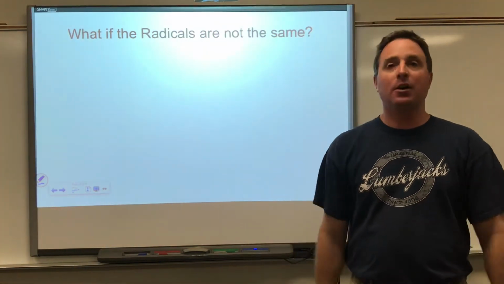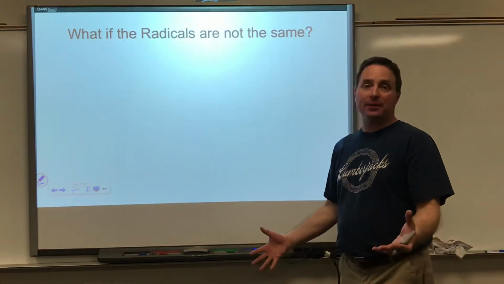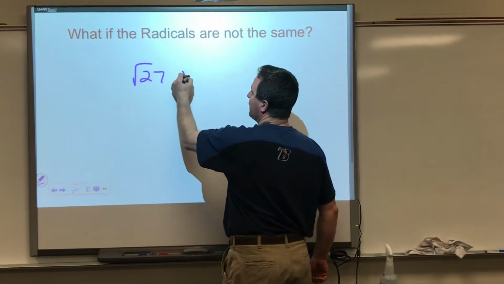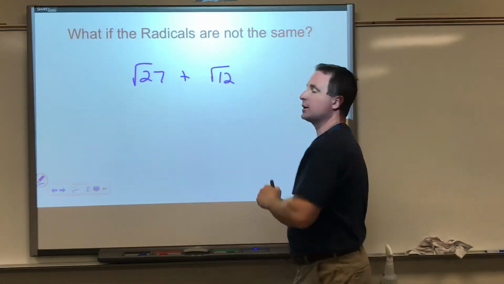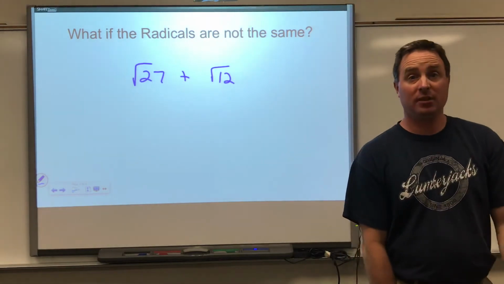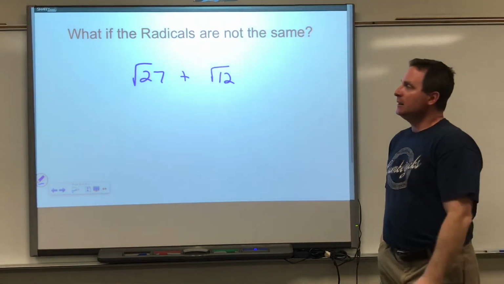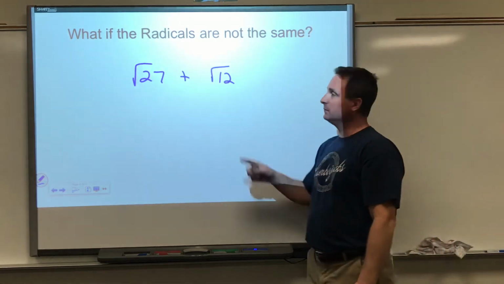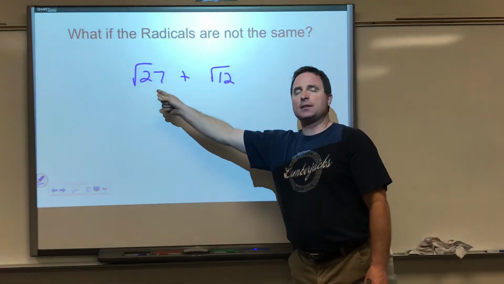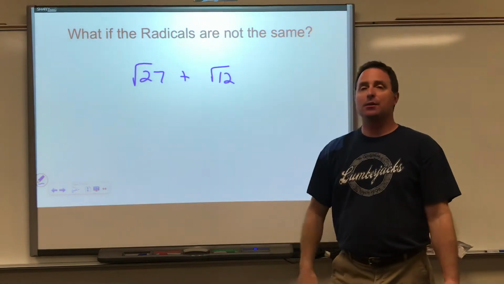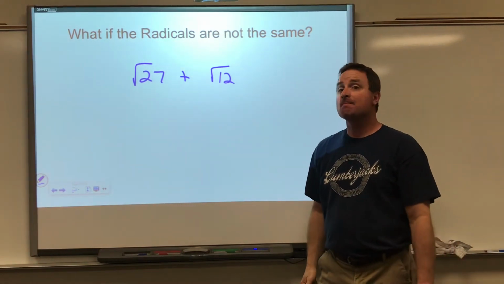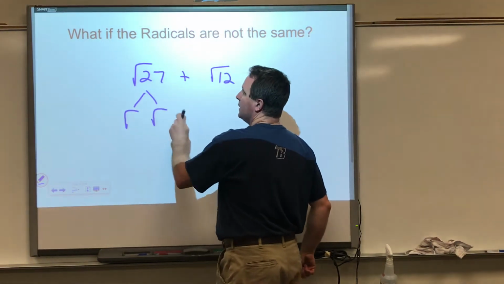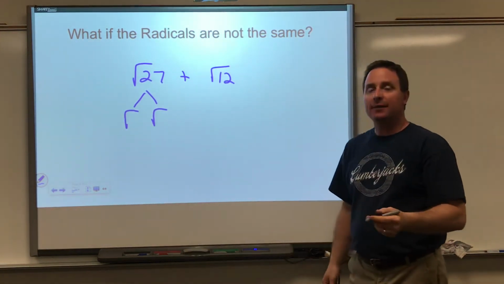Okay, well, what if the radical parts are not the same? So for example, what if I had the square root of 27 plus the square root of 12? They don't look the same. They look totally different. So now what? Can you combine them? Well, let's see here. Do you remember something from the previous lesson that we can maybe do with the square root of 27? Could we possibly separate it or simplify it and use our factor sheet and find a couple factors?